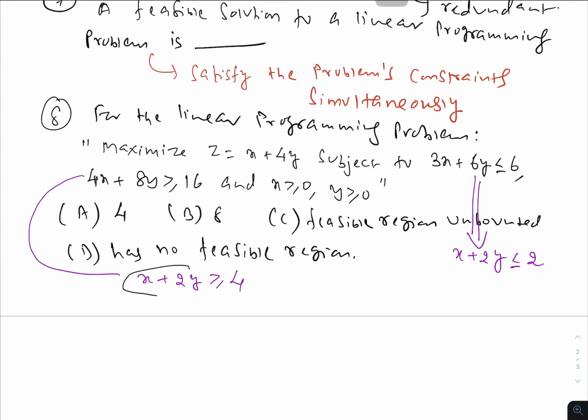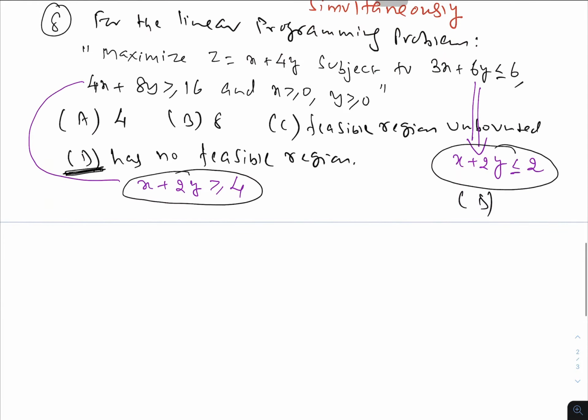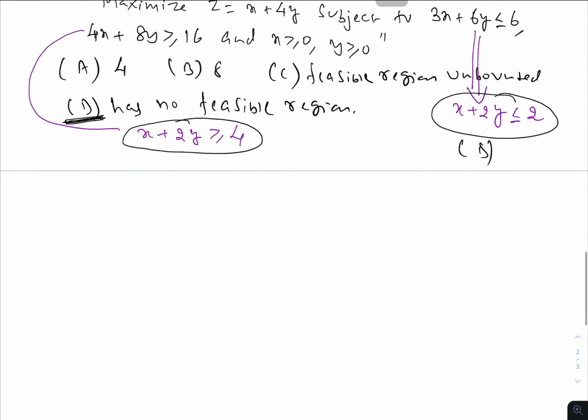So now it is easy to see: does any feasible region exist when x plus 2y is greater than or equal to 4 and x plus 2y is less than or equal to 2? That kind of region does not exist. So the answer is this problem has no feasible region. So the answer is D. Okay, next.